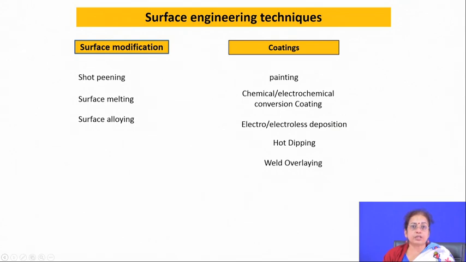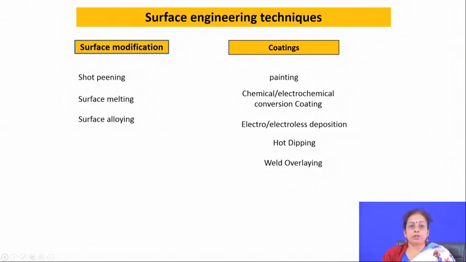So, they may be categorized into two types, one is surface modification, another one is surface coating. Surface modification deals with a series of techniques where you modify the existing surface, so that it is part of the surface, part of the component. On the other hand, coating deals with a series of techniques where you apply completely another layer on the surface. So, there is a sharp interface or diffused interface between the coated layer and the component.